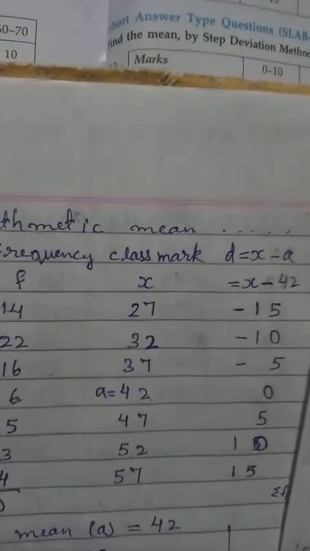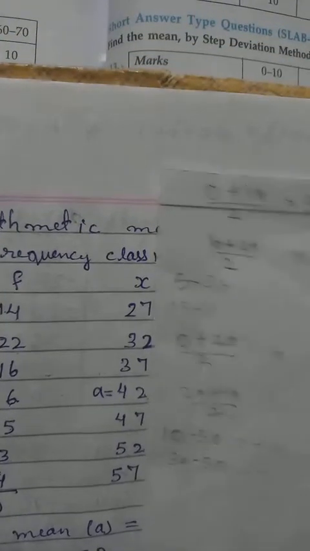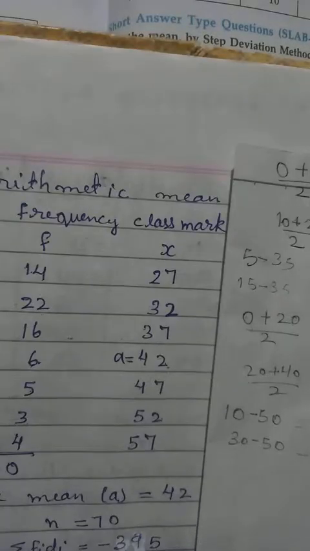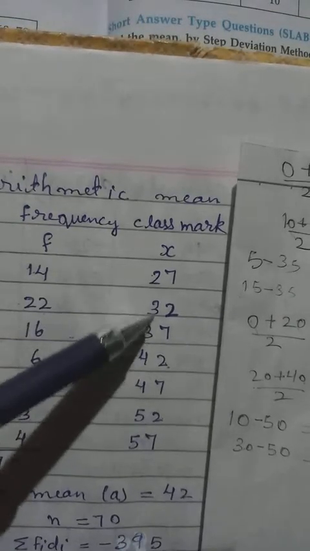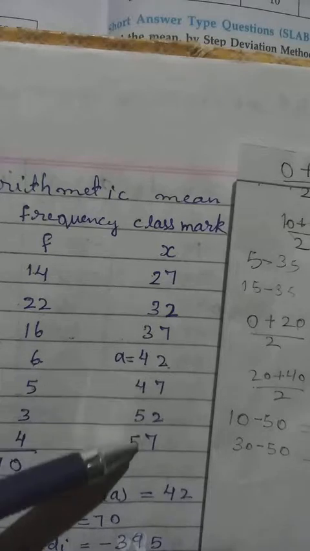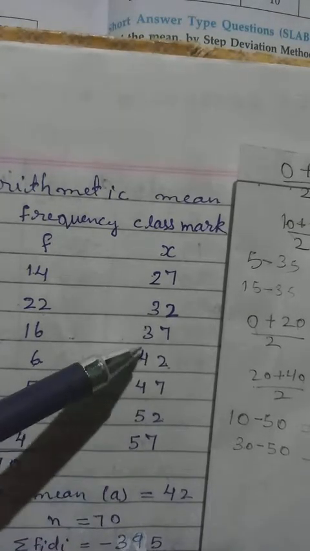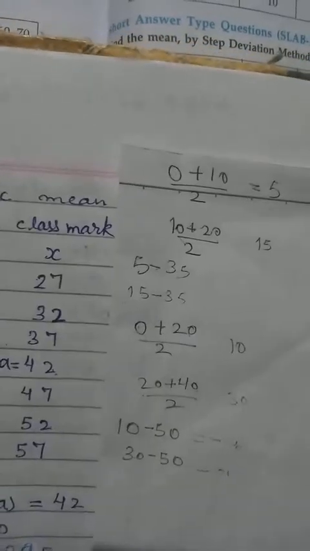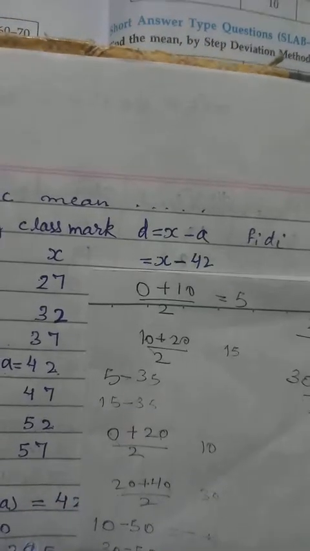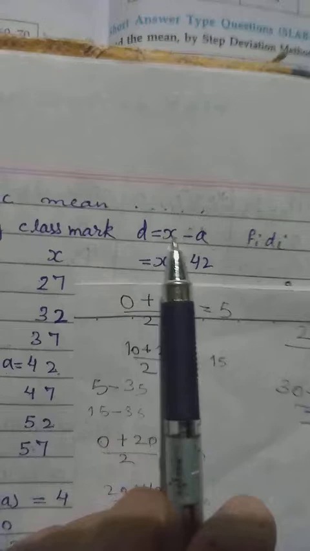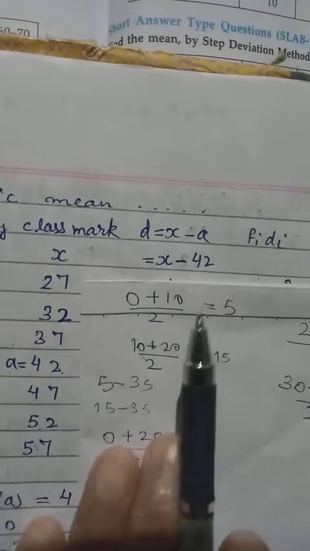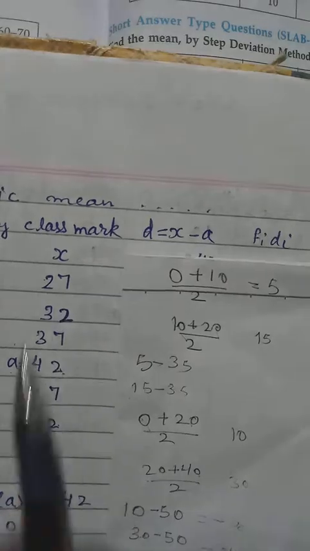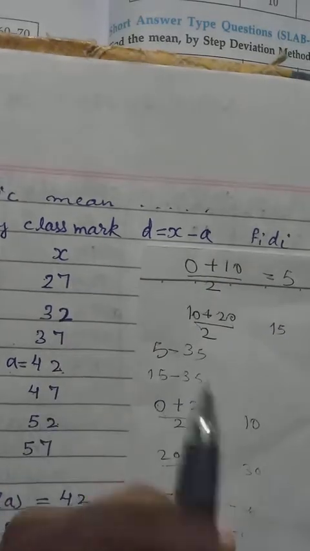Let us do it with the shortcut method. For that, we have to find the assumed mean A. Here count how many: 1, 2, 3, 4, 5, 6, 7. We have an odd number, so the middlemost is 42. So take A as 42. Now you write a table here: deviation, x minus A. A we already have as 42. Then you can do 27 minus 42.